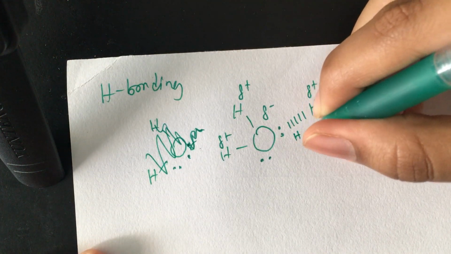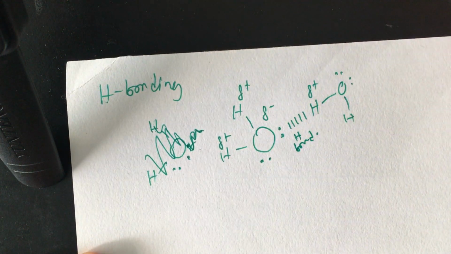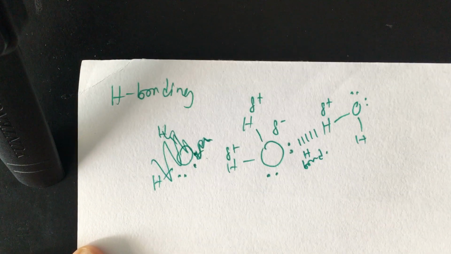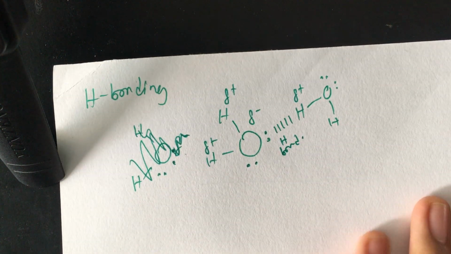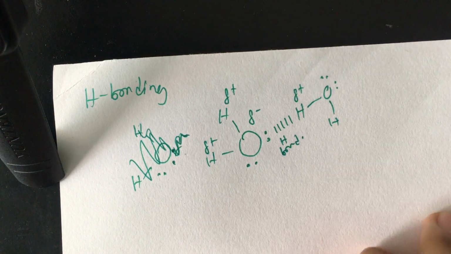It's pretty straightforward because we already talked about it, kind of. The O pulls the electrons towards it because it's highly electronegative, so it's slightly negative, and the H now is slightly positive, and therefore in different molecules they will attract each other.